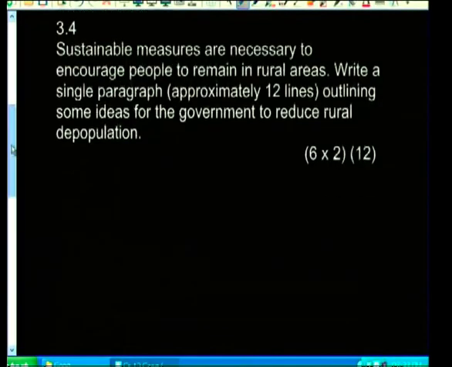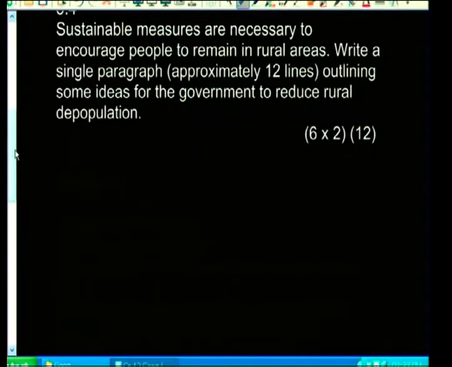The one from last year's paper says the following: sustainable measures are necessary to encourage people to remain in the rural areas. So we've just looked at this whole question of how the people are moving from the rural areas to live in the cities. We have looked at why those people are leaving the rural areas.